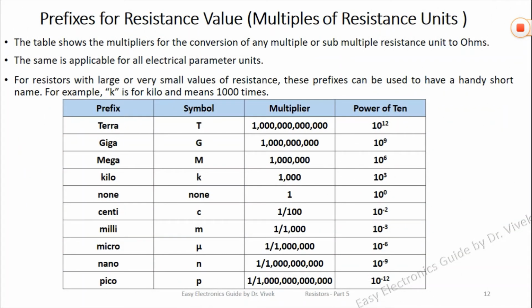The table shows the multipliers needed for the conversion of any multiple or submultiple resistance unit to ohms. For resistors with large or very small values of resistance, these prefixes can be used to have a handy shortening.